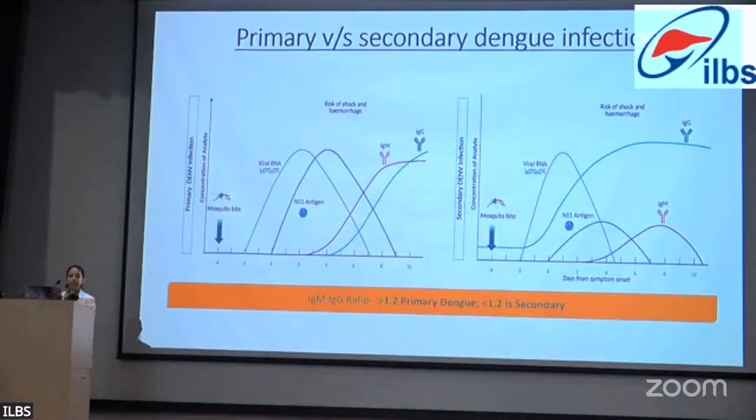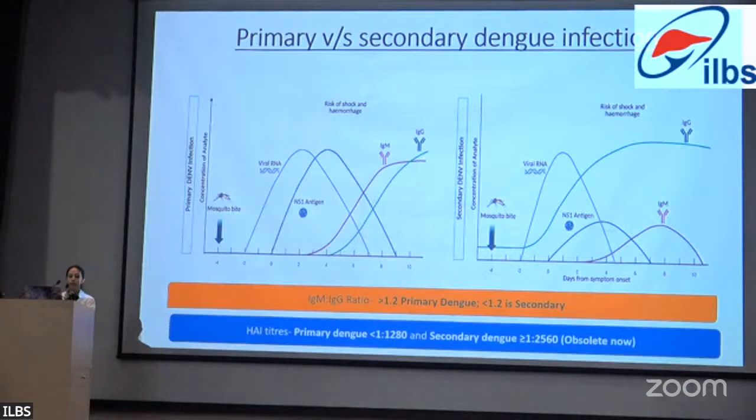We can differentiate between primary and secondary dengue infection by the IgM-IgG ratio: a ratio of more than 1.2 indicates primary dengue. An obsolete test, the HAI titer, of less than 1:1280 tells about primary dengue.